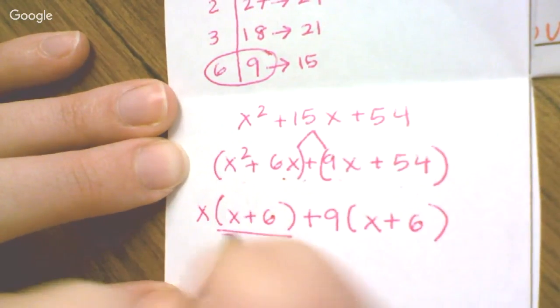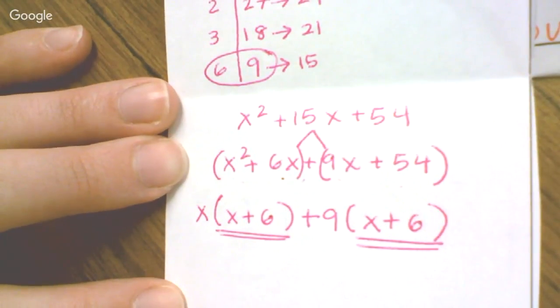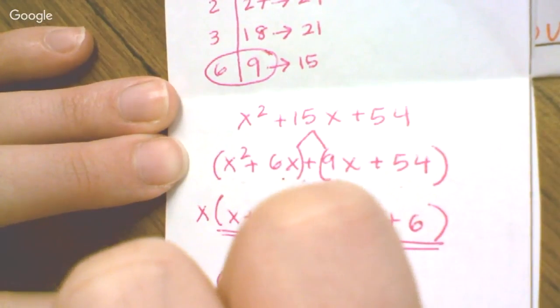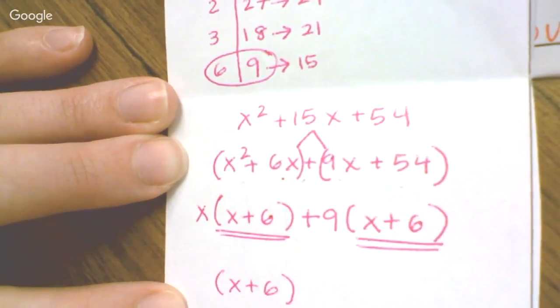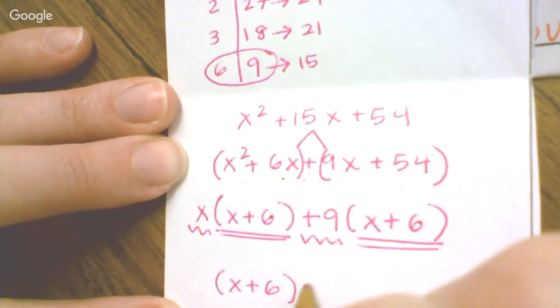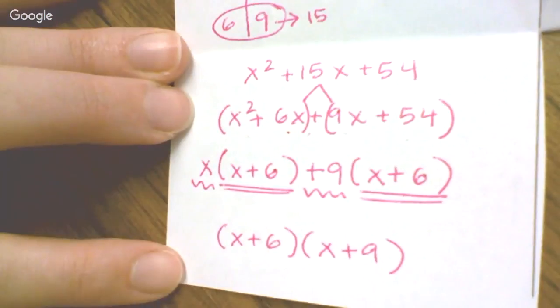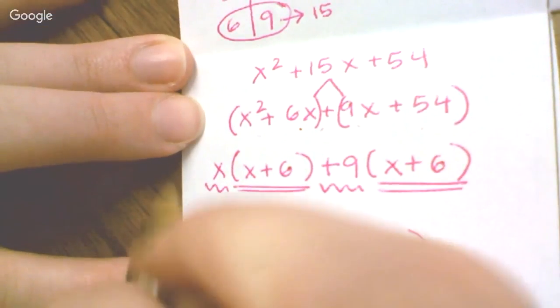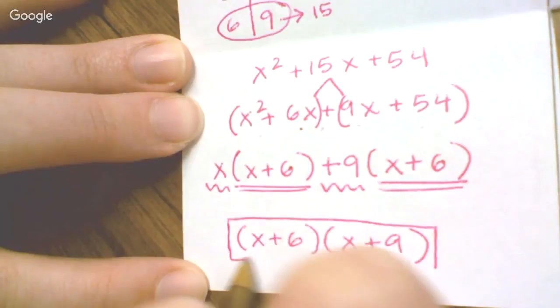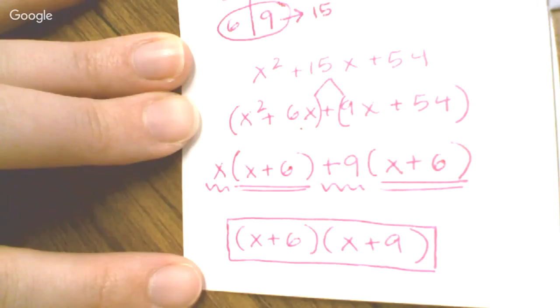So now you can see I have a common binomial. So I'm actually going to factor again and factor the binomial out. So take the x plus 6, and then look at what you're left with. You're left with an x and a plus 9. There are your 2 binomials that will multiply together to get your x squared plus 15x plus 54. All right, let's try another one.